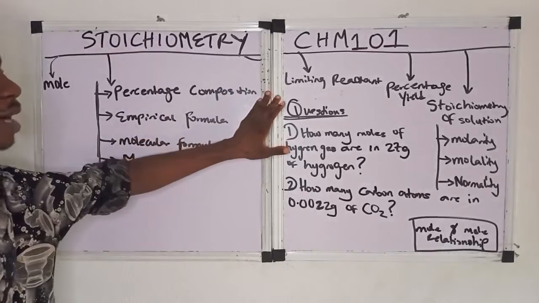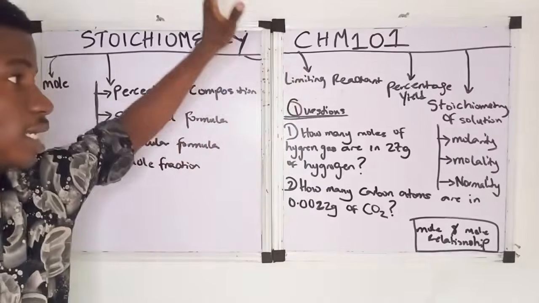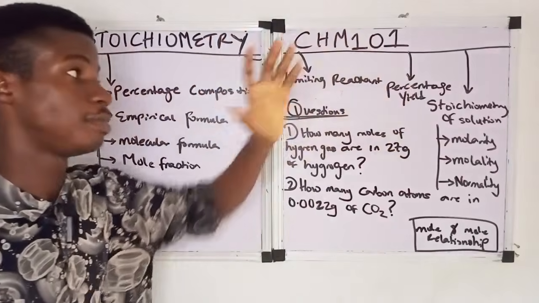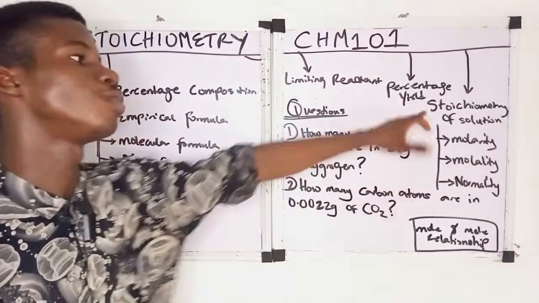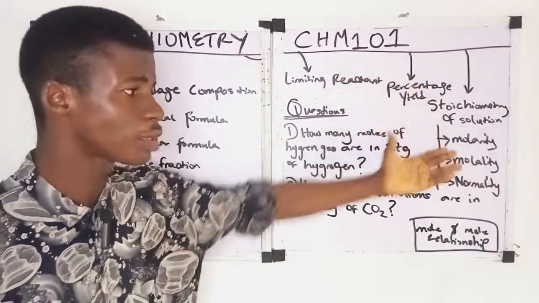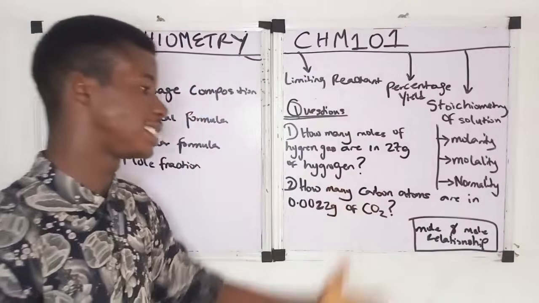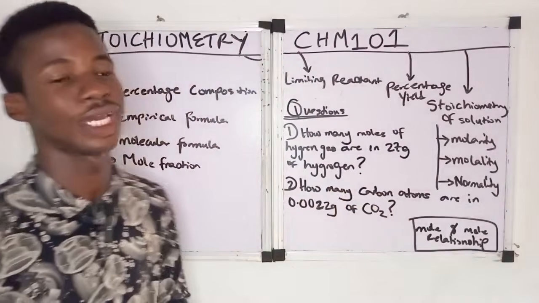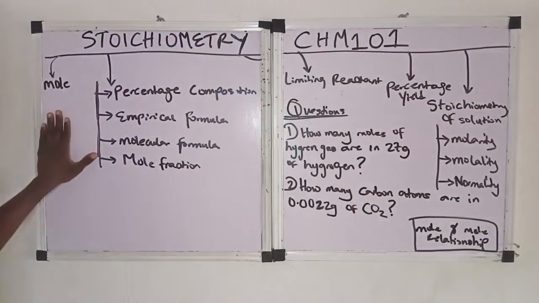The next part we talk about limiting reactant or limiting reagent. Then the fourth part talks about percentage yield. Then the last part talks about stoichiometry of solution, where we talk about molarity, molality, and normality, as well as calculations related to each part. Okay, so now let's start.